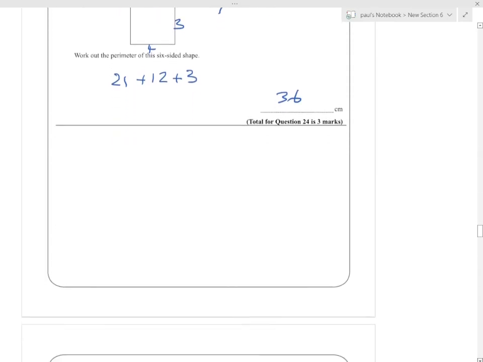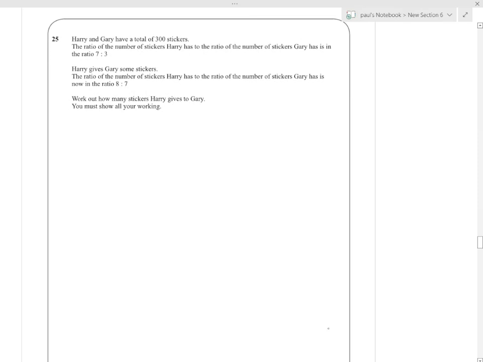And how many questions have we got to do? 25 already. Harry and Gary have a total of 300 stickers. The ratio of the number of stickers Harry has to the number of stickers Gary has is 7 to 3. Harry gives some stickers to Gary. The number Harry has is now in the ratio 8 to 7, Harry to Gary. They both have 300 in total. So let's work out how many stickers Harry gives to Gary.